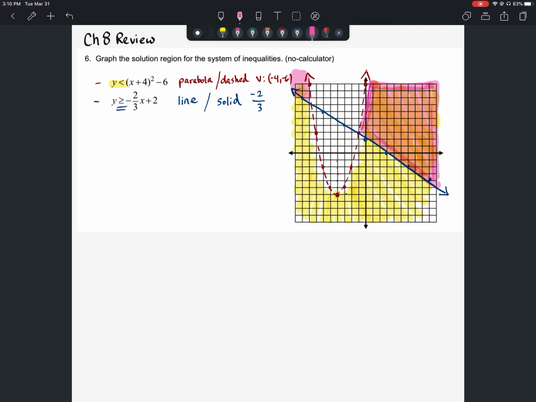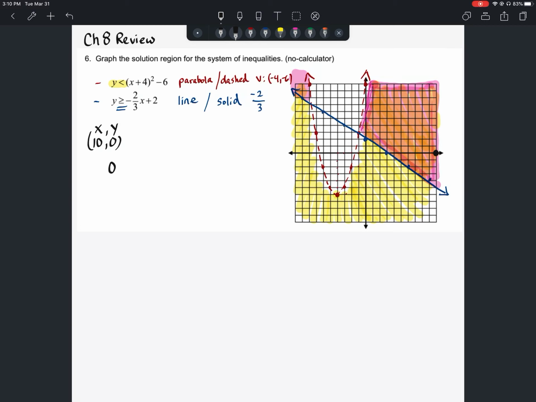Now, to check it, let's check it here. I can take a value that is in that shaded region and I can plug it in. Here's an easy one to recognize. Let's do the point over here. This is the point 10, 0. Our x is 10 and our y is 0. Let's just take it and plug it in to make sure everything checks out.